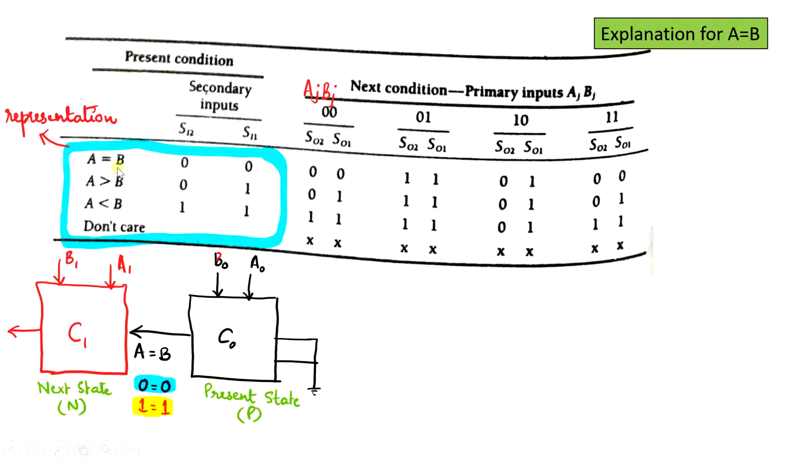When the result is A equal to B, usually in terms of binary, the condition that comes into our picture is, if it is a single bit, it can be 0 equals 0 or 1 equals 1. So in this case, either we can have A equal to 0 and B equal to 0, or 1 equal to 1. So this is my output of the first cell. So that is the present state.